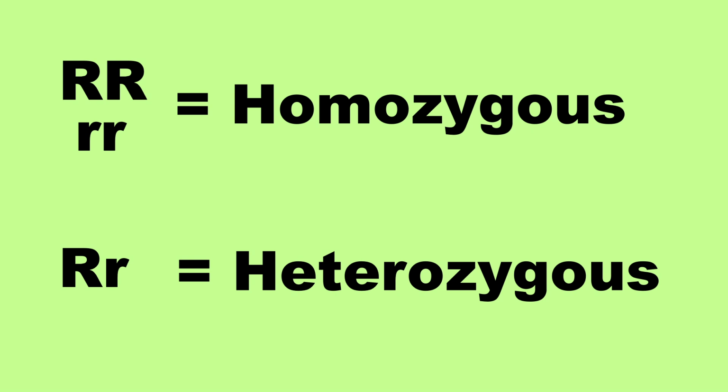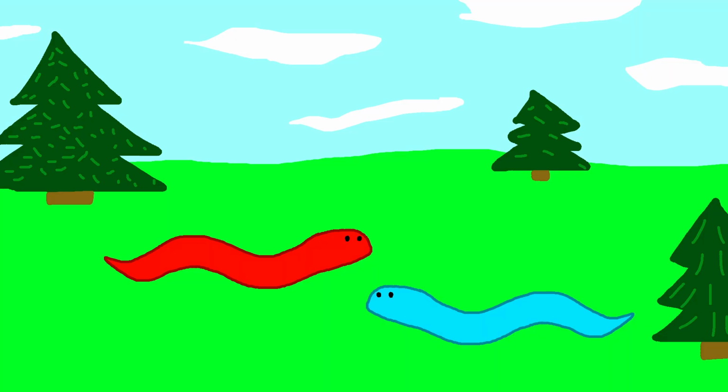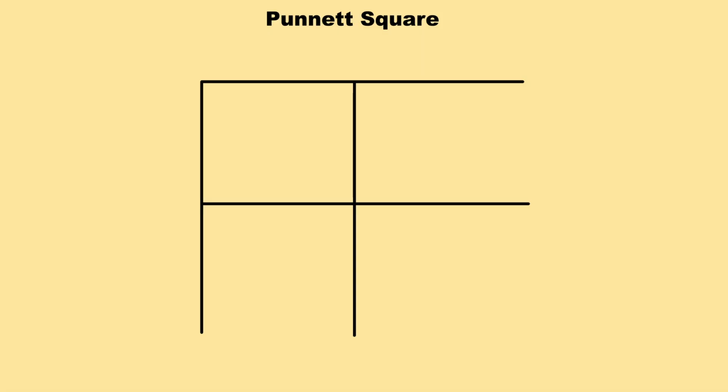Now, with our new understanding of alleles and the notation surrounding them, let's see how they actually inherit. So we can actually use a handy tool here called a Punnett square. Now, a Punnett square works like this. You make a grid of 4 boxes.